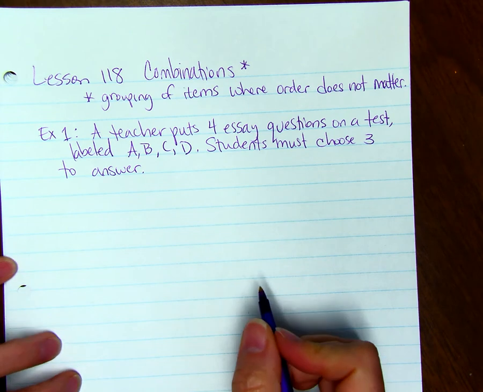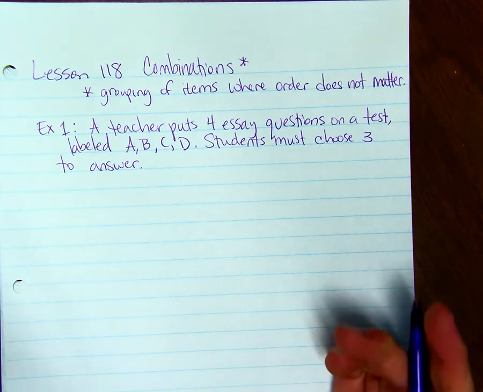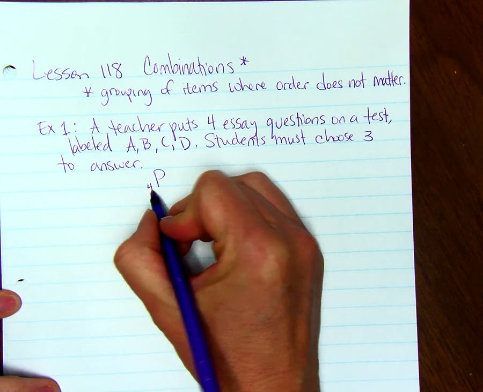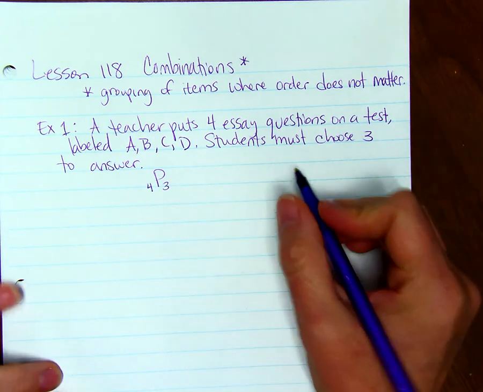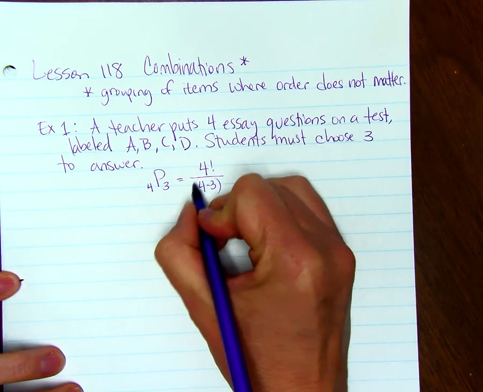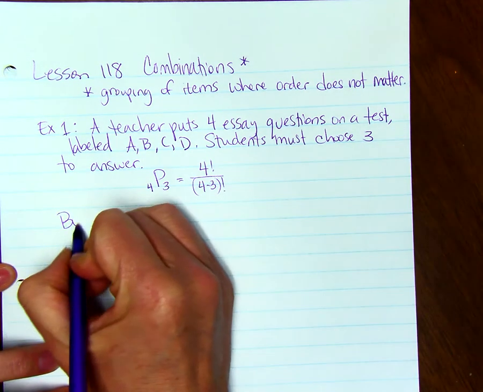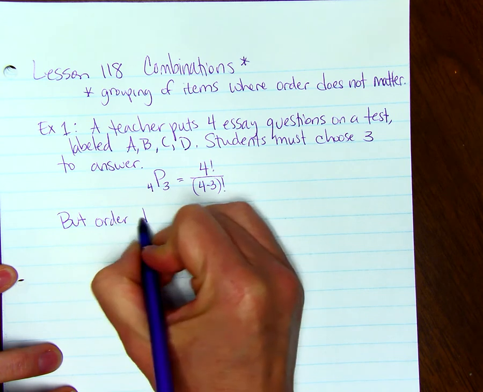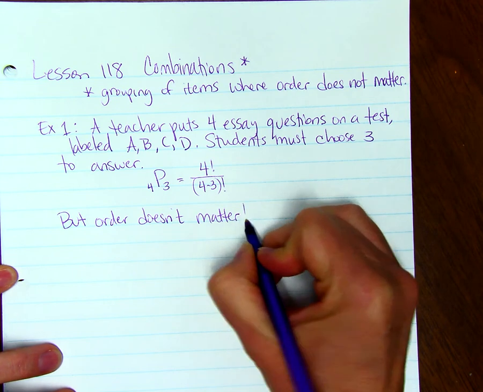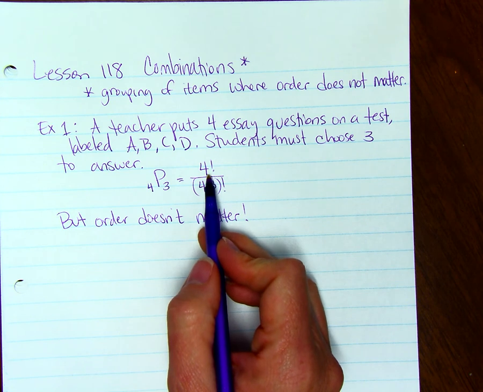So right now, the way that we have done things is with permutations, where we would do permutations of 4 items chosen 3 at a time. We would take 4 factorial and divide it by 4 minus 3 factorial. But order doesn't matter. So now we need to look at combinations instead of permutations. This is going to give us 4 factorial, which is 24 different ways.